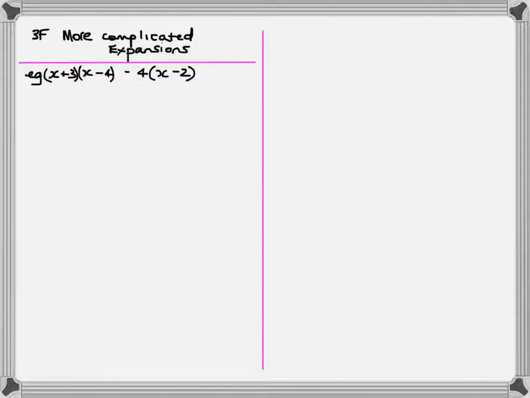well, it's x plus 3 times x minus 4. That's the first term. Then we have minus 4 into x minus 2. Okay, let's just see what we've got to do.